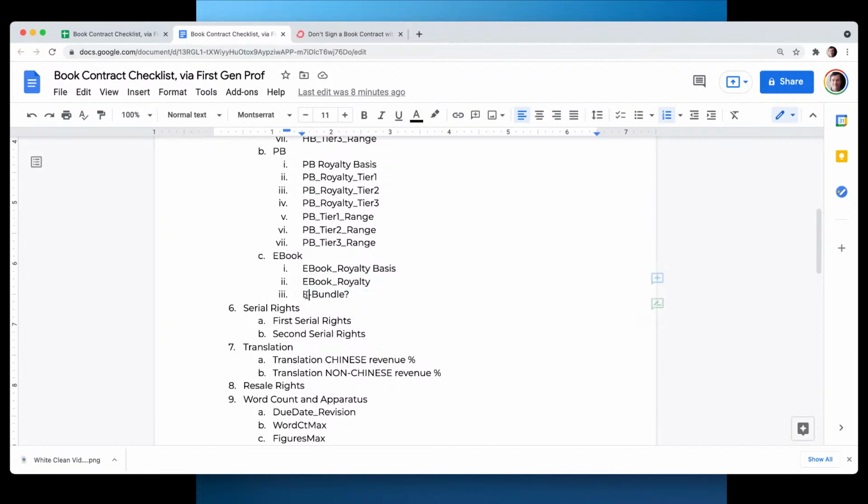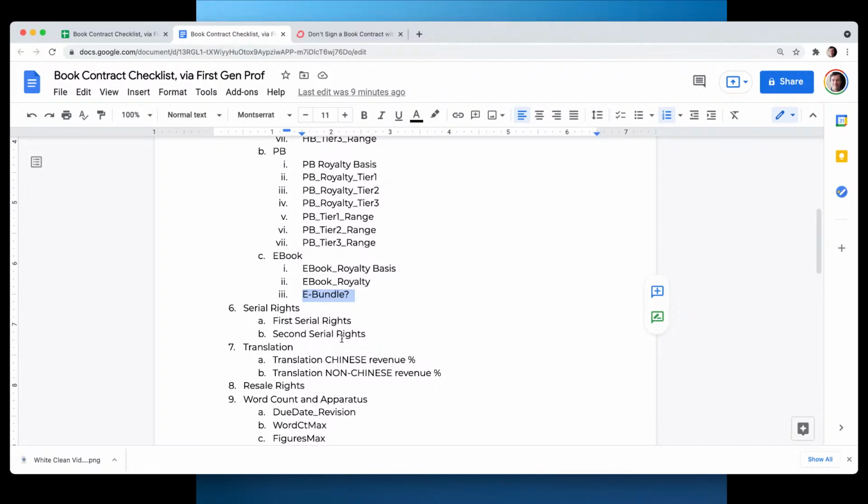Now, I have one other item here, which goes by different names. Sometimes it's referred to as e-bundle. You want to ask your publisher, if there's no language in the contract offer, what the situation is. Will my book have an ebook version? Okay, let's say yes. If there's an ebook version, is it going to be included in various subscription models?